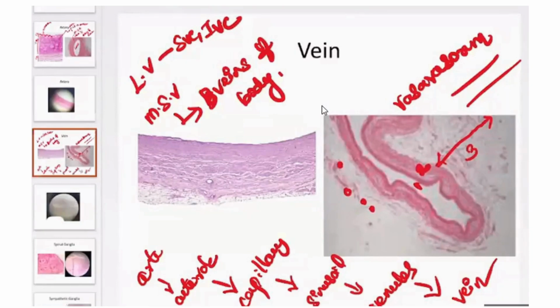So two types of capillaries you should remember. One is a fenestrated capillary, the other one is a sinusoidal capillary. What are fenestrations? Pores. Whenever you get some pores on the surface of the endothelium at the level of the tight junction, it is called a fenestrated capillary.